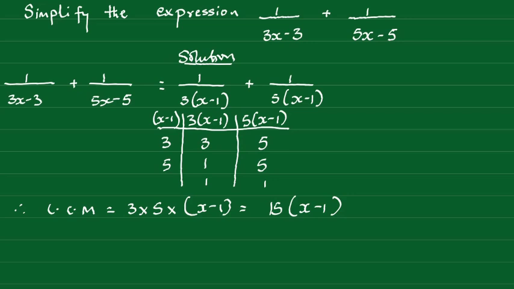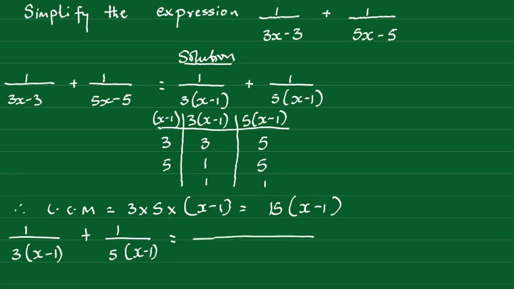Now we continue our solving by writing our expression 1 divided by 3 bracket open, x minus 1 bracket close plus 1 divided by 5 bracket open, x minus 1 bracket close. This is all equal to, we write down our LCM, 15 divided by x minus 1 bracket close.